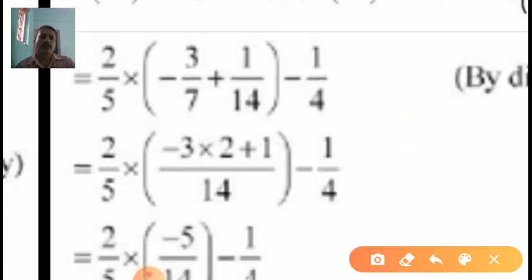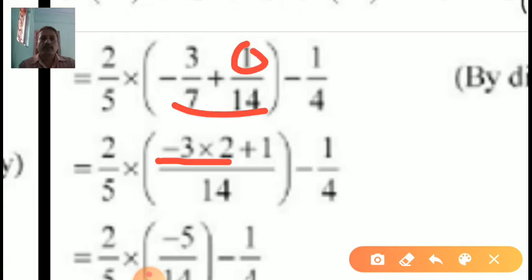Now look here. In this bracket, we are simplifying the denominators 7 and 14. Just now I said the LCM of the denominators is 14. To make the first number a 14 denominator, I multiply numerator and denominator by 2. That means minus 3 into 2, and then plus 1, and the common denominator is 14. Now minus 3 into 2 would be minus 6. So minus 6 plus 1.